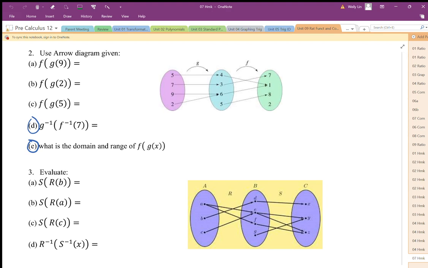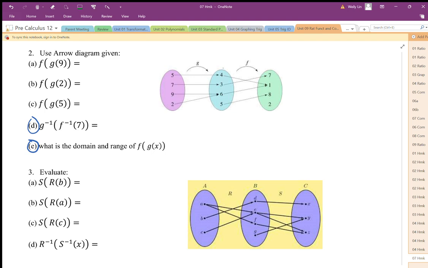We can use these arrow diagrams to work out our functions and our inverse functions. The one thing that we just have to remember is that when we have an inverse function, all it means is that we're going in this direction, as this is our input and then this becomes our output. So inverse just goes backwards. So if we take a look at our function d, the inverse of g of the inverse of f of 7.